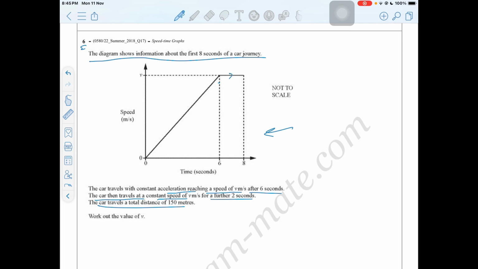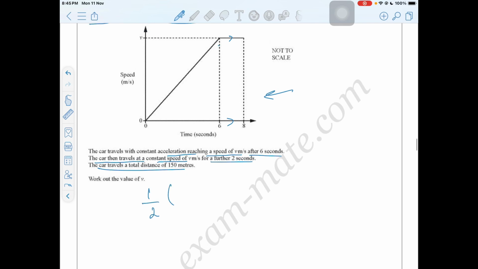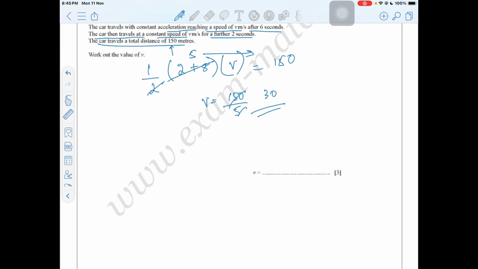So we have this parallel side, right? So we'll be using the area of trapezium formula. So this is 1 over 2, and we have the distance between these two as 2, and then this whole is 8, and we have our height as v, right? We have our distance as 150. This 2 plus 8 would be 10, and this would be cancelled out to get our 5. This 5 would be divided, so we get our v as 150 divided by 5. This is basically equals to 30, right? So we have an answer as 30.